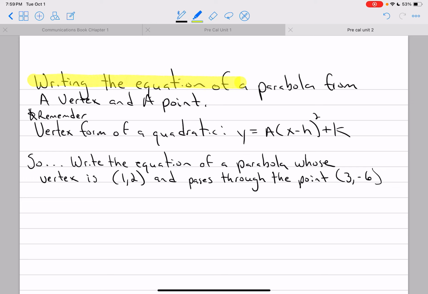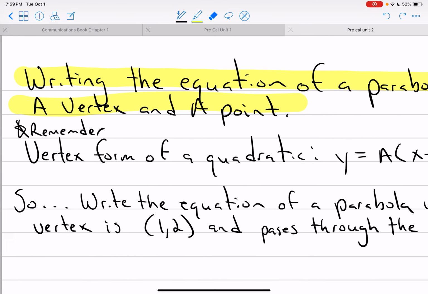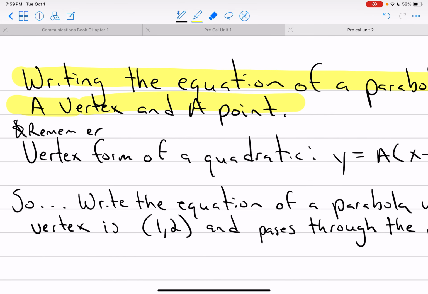We're talking about writing the equation of a parabola from a vertex and a point. All right, so, ooh, that is the ugliest bee I have ever seen. Crazy. That's ugly work.